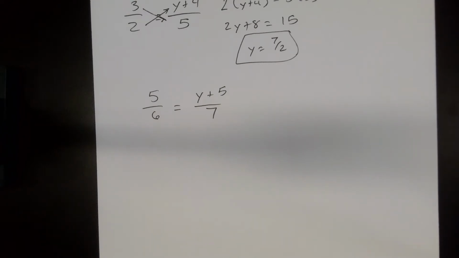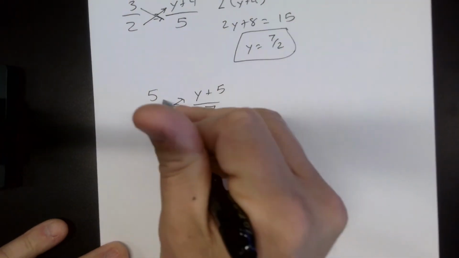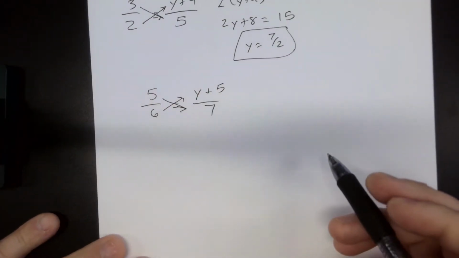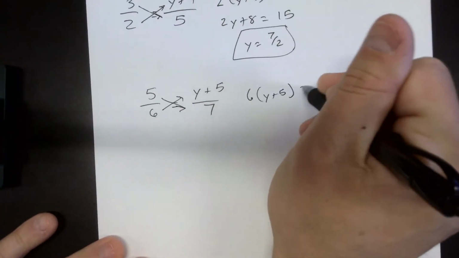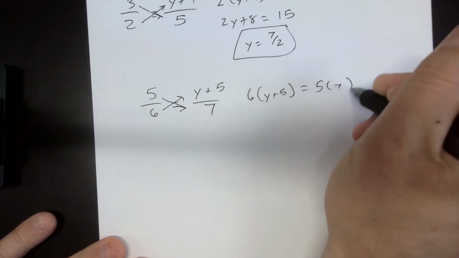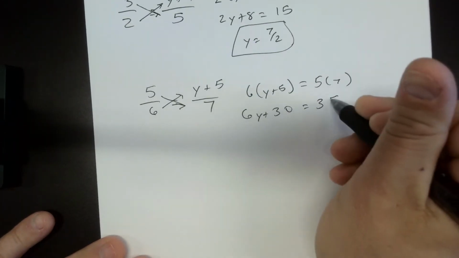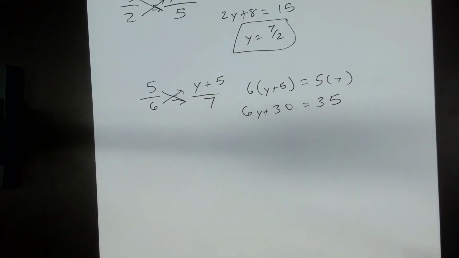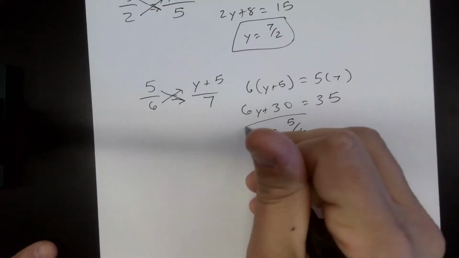Okay, Jaden, how do we do it? So, cross multiply. Okay, so we're going to cross multiply. You get 6 times y plus 5 equals 5 times 7, right? So Jaden already did it. He said you're going to distribute, so we get 6y plus 30. Now what, Jaden? And then you just subtract the 30. So y equals 5/6. Correct? Who got that one right?